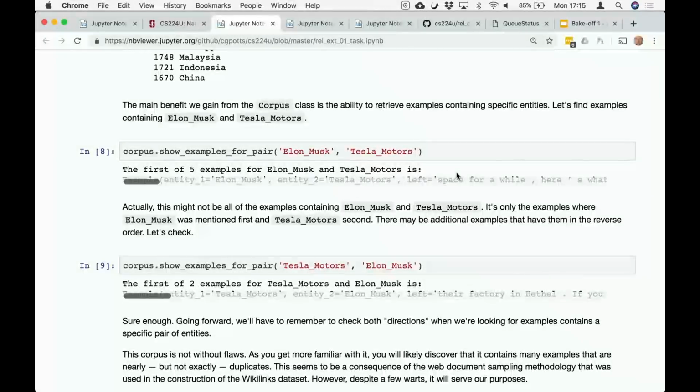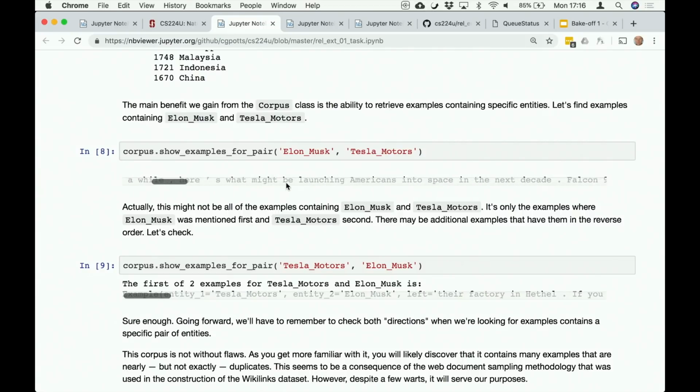One of the benefits of having a corpus class is that we can do some indexing and make it easy to retrieve examples having specific characteristics. So in particular, there's a method called showExamplesForPair that makes it really easy to look up all the examples that contain a particular pair of entities. So here we looked up the examples that contain Elon Musk and Tesla Motors. And the output tells us there's 5 examples like that, and it prints out the first of those 5 examples.